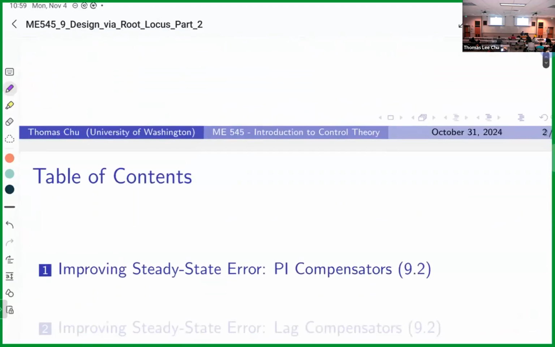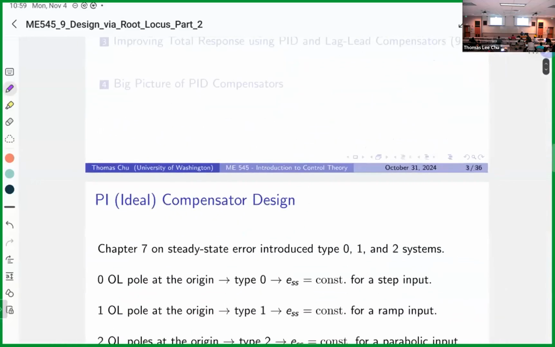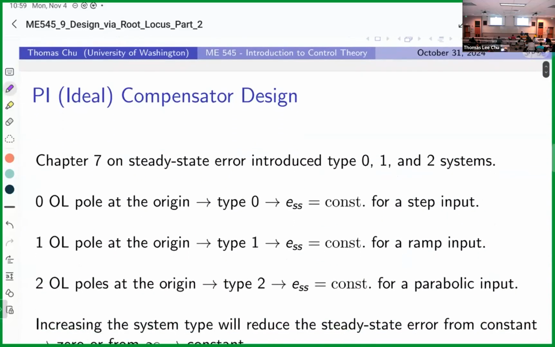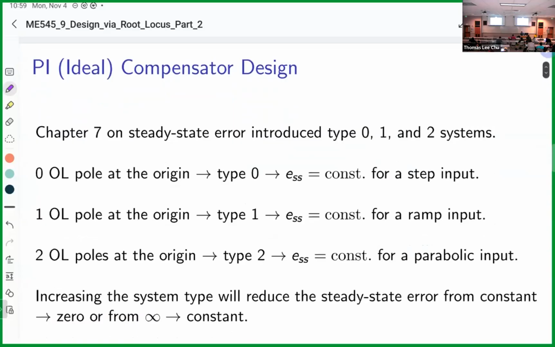Okay, so PI compensators are also ideal compensators or ideal controllers. The purpose of that is that we increase the system order.